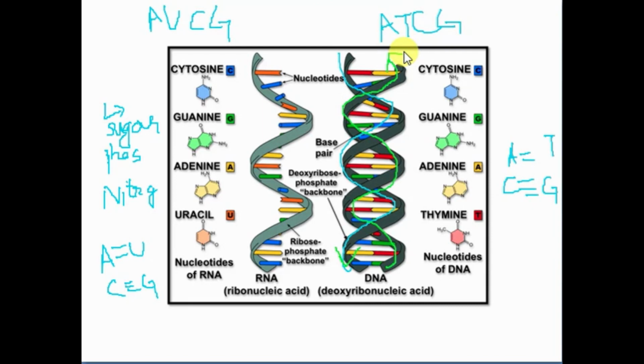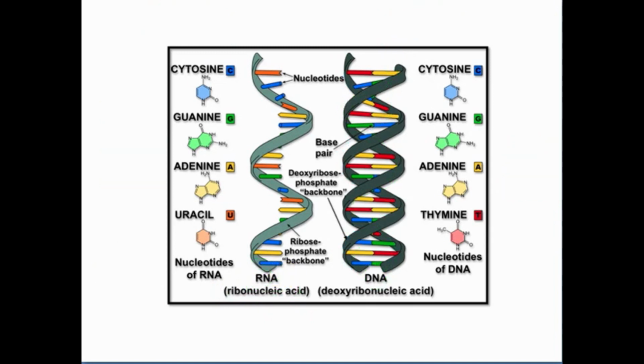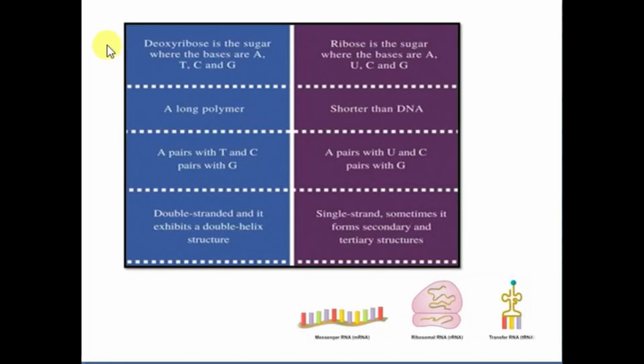Then we have the full forms of DNA and RNA. Because the sugar is deoxyribose, DNA is deoxyribonucleic acid. And RNA is called ribonucleic acid. Here ribose sugar is present. Now next we'll go to the next slide where I have written this difference.